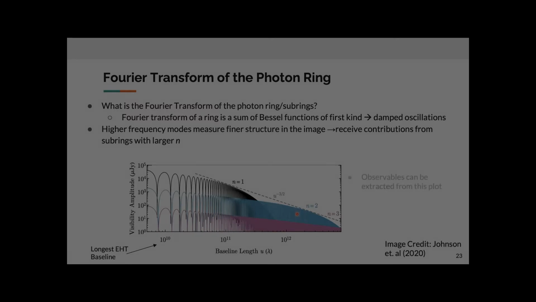It's also worth noting that observables can actually be directly extracted from this plot. So from the Fourier transform of the image alone, one can read off the period of this Fourier transform, which is directly related to the diameter. It's just inversely related to the photon ring projected diameter. And since the projected diameter of the photon ring is related to the spin of the black hole, in principle, one could extract observables like spin directly from this Fourier spectrum. And so it's useful for us to examine the Fourier transforms of our images.